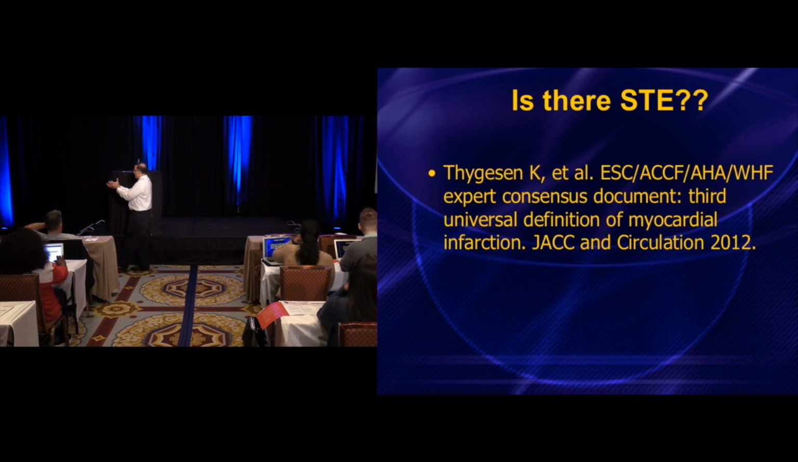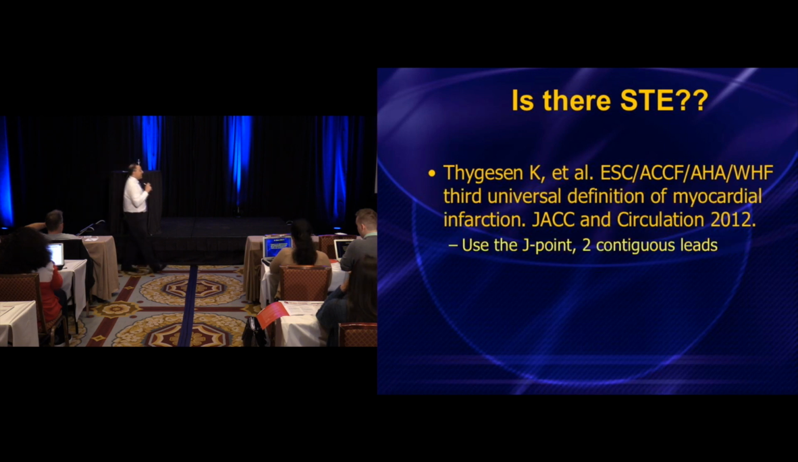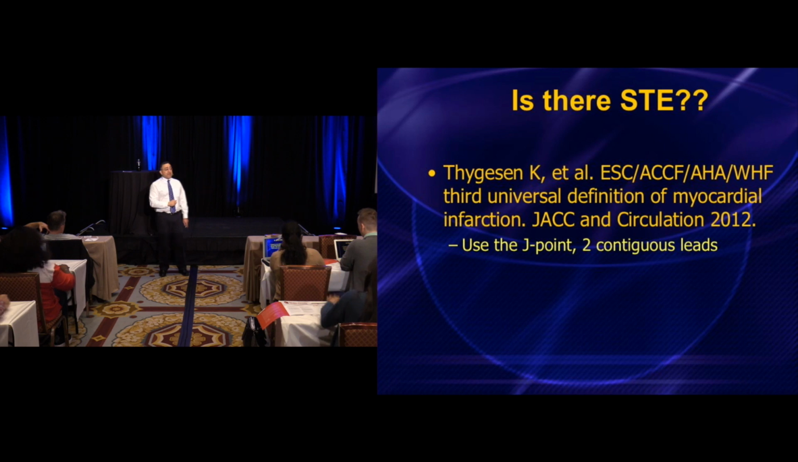So anyway, the fourth universal definition just got published a few months ago and essentially says the same thing. So they defined how we're supposed to diagnose STEMI, and here's what they say. First of all, where do you measure ST segment elevation? You measure it at the J point. So what is the J point? The J point is the end of the QRS. It's where the QRS turns into the ST segment. So that's where they want you to measure it.